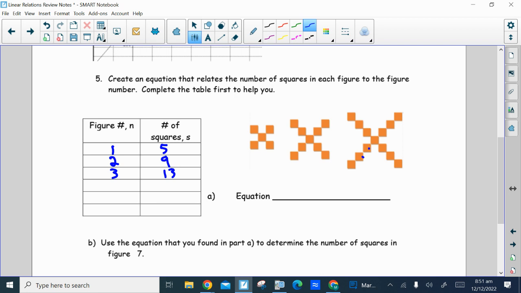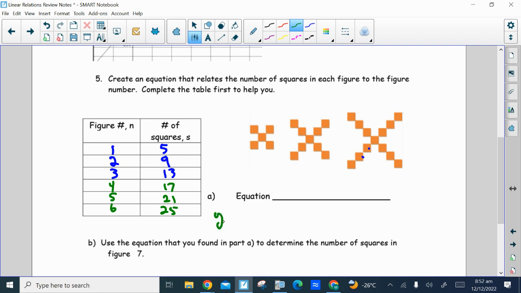And so you should notice a pattern here. As n, the figure number, goes up by 1, s, the number of squares, is increasing by 4. So we will assume that that pattern continues. As n goes up by 1, the number of squares in each figure will increase by 4. Now, we want to write the equation for this relation. And we're going to write it using the slope and the y-intercept.